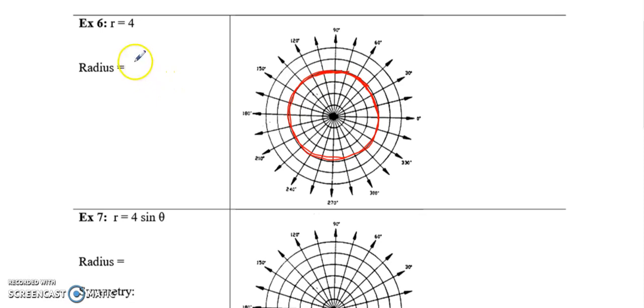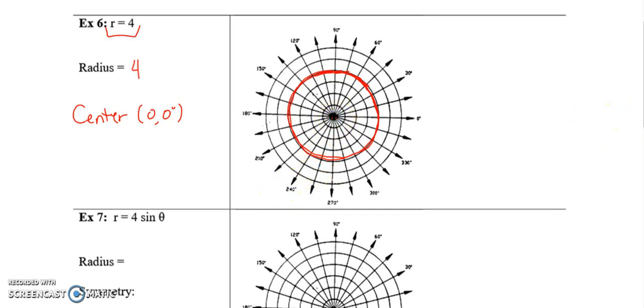And what's the radius? 4. Now, wait a minute, why doesn't it change? Notice in the equation, there's no theta. So no matter what theta you are, what's r? 4, always. By the way, where's the center? It's at 0, 0, or 0, whatever. The pole, the origin, is the center of it.